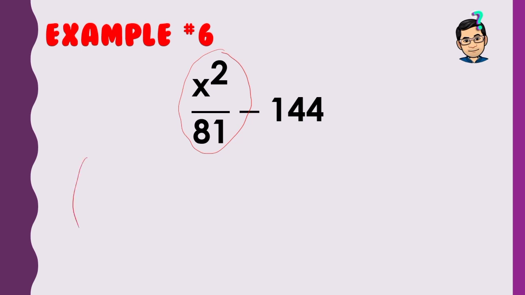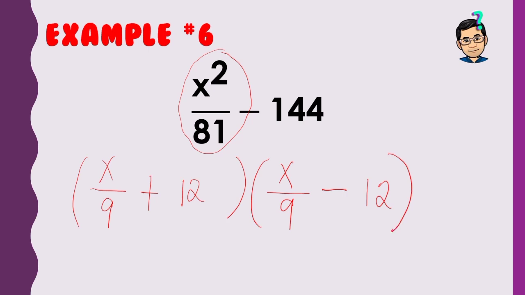That is only x. And then, what about 81? Square root of 81 is 9. So, sulat natin, magkabilaan. And then, the operation, plus, minus. The square root of 144 is 12. Okay? Minus 12. Ayan. So, the factored form of x squared over 81 minus 144 is this one. So, the quantity of x over 9 plus 12 times the quantity of x over 9 minus 12.